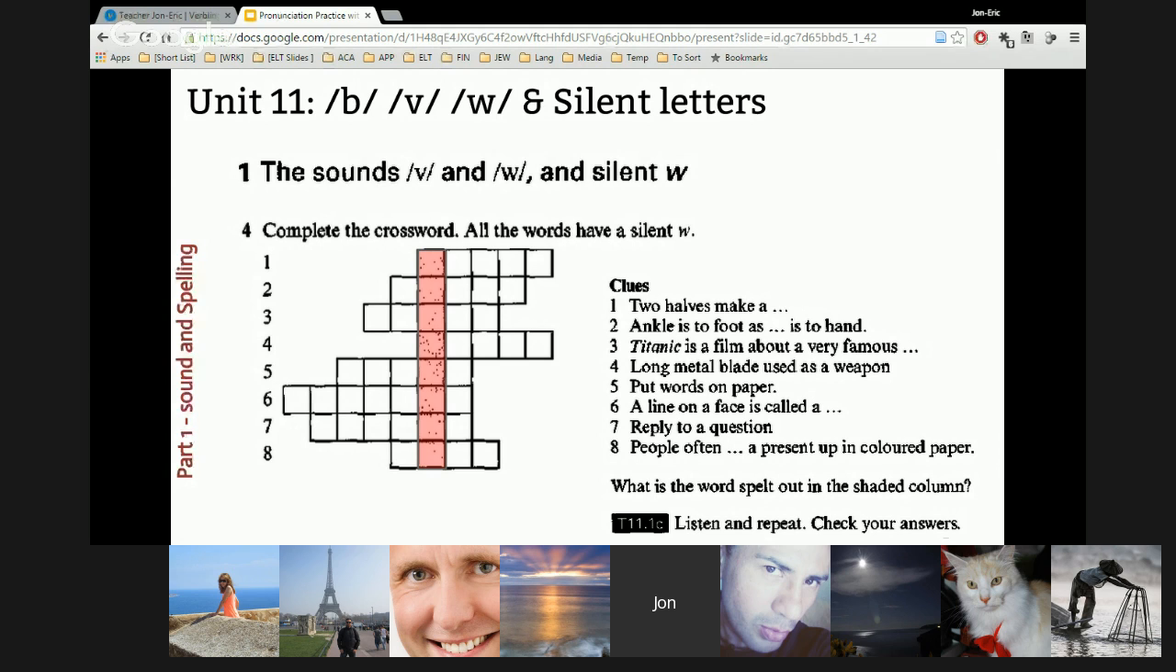A line on a face is called a wrinkle. That's correct. Very good. Can you spell it for me? W-R-I. Wait. W-R. You got it. Keep going. W-R-I-N-K-L-E. Right. So you got it.